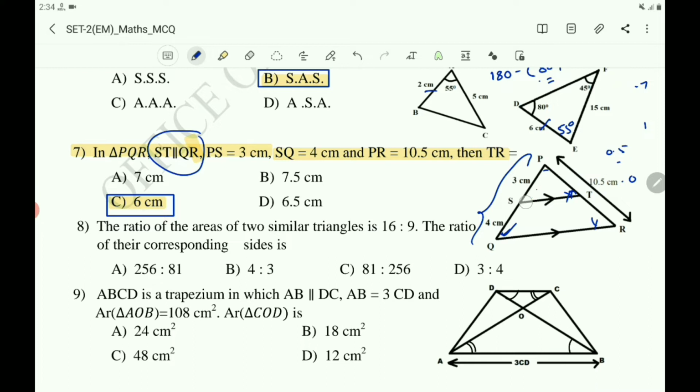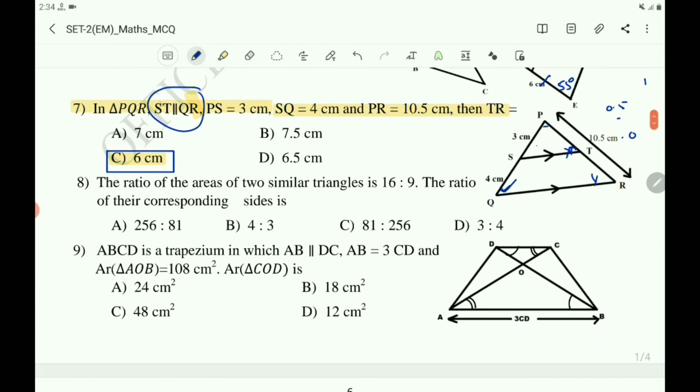Next let us take question number 8. The ratio of areas of two similar triangles is 16:9. The ratio of their corresponding sides is? It is the question that the areas of the similar triangles are given. We have to find the ratio of the corresponding sides.